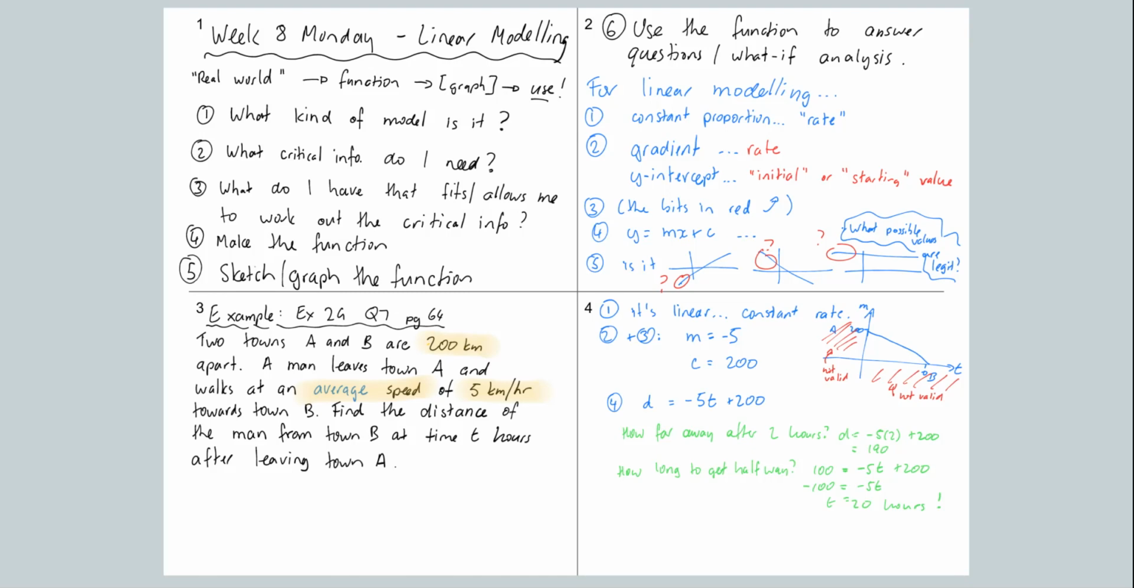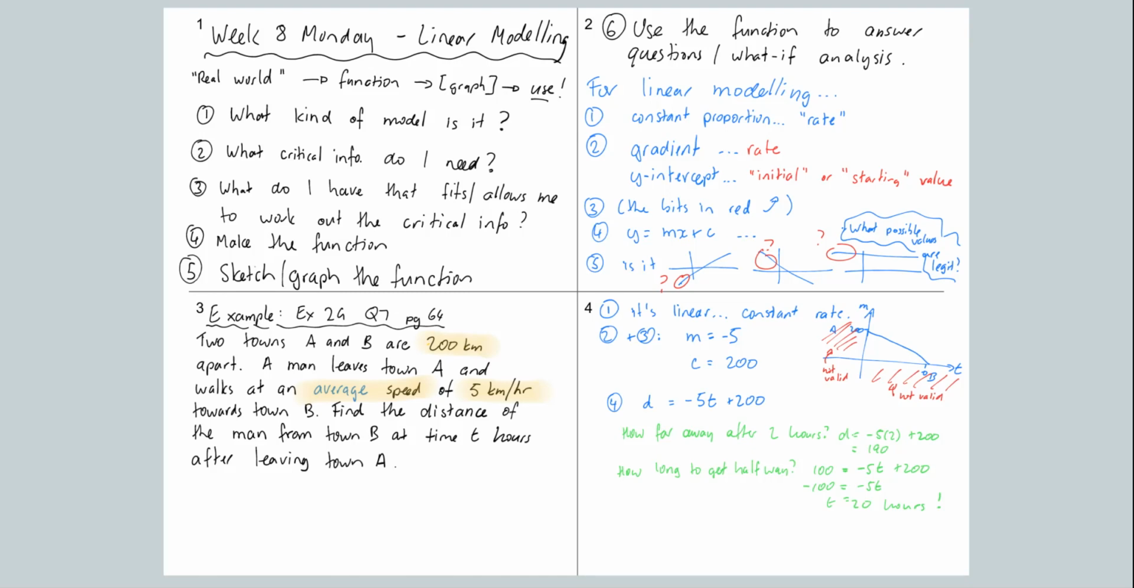And that's when you start realizing that your model's a bit crazy. I don't think he's going to be able to get there very easily by constantly walking at 5 kilometers per hour; he's going to have rest stops and whatever else. And so my model's not really going to work in the real world.